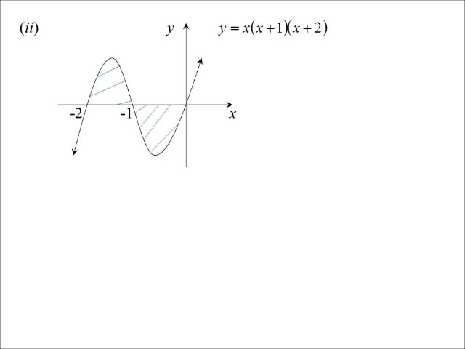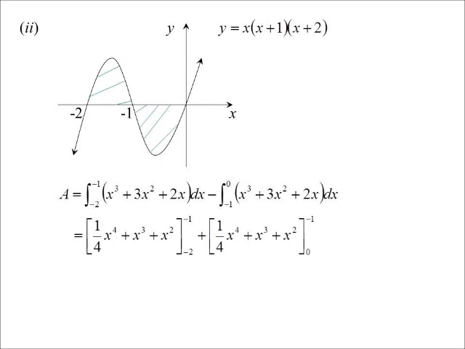Here I can't take advantage of symmetry. All right, so I've got this polynomial. I've got a bit above, I've got a bit below. So I'm going to break it up into two integrals. But as I say, it's the exact same integral that I'm doing, just the limits have changed.